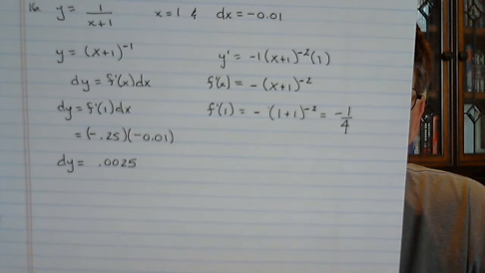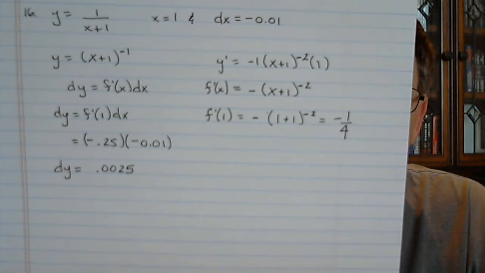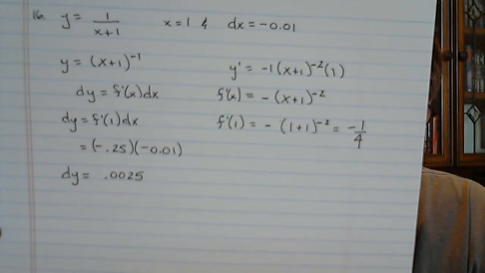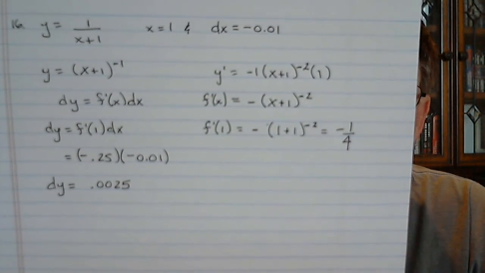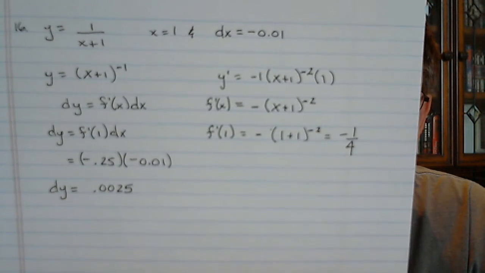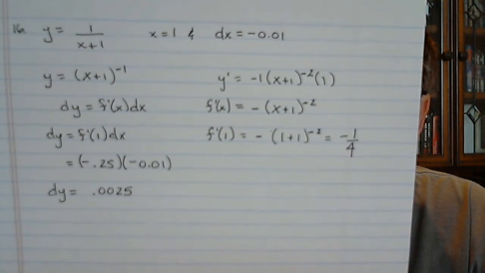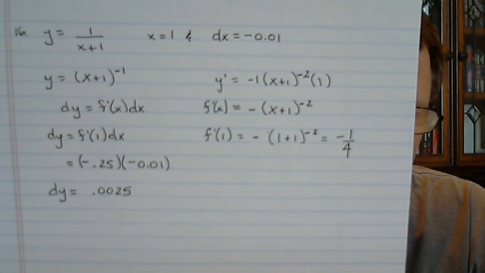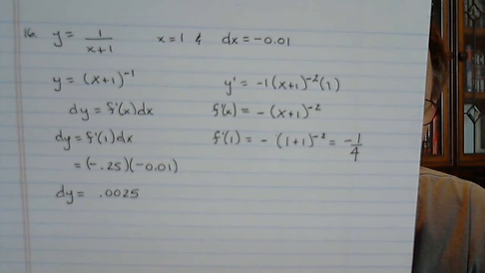So for problem 16, it's just a mechanical exercise. We're going to find dy using the formula that was given, and then we're going to find the value of dy at x equals 1 when dx is negative 0.01. All right, I hope that helps you get started on problems 15, 16, 17, 18.